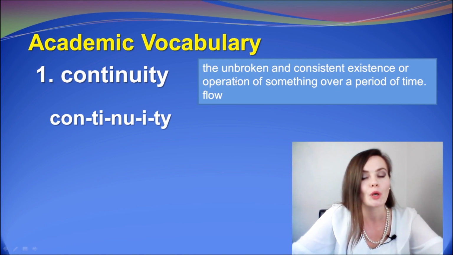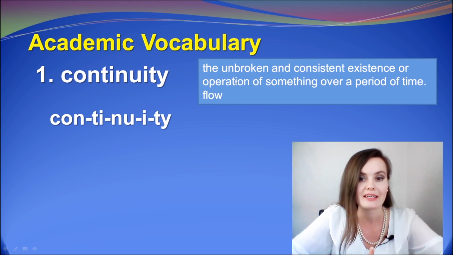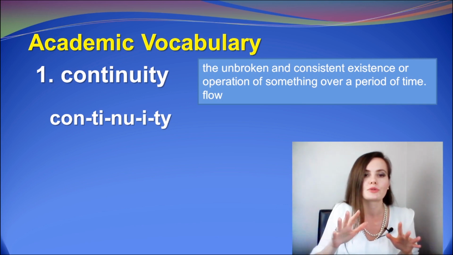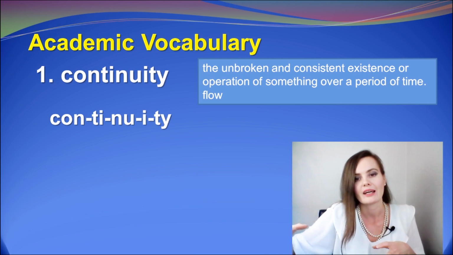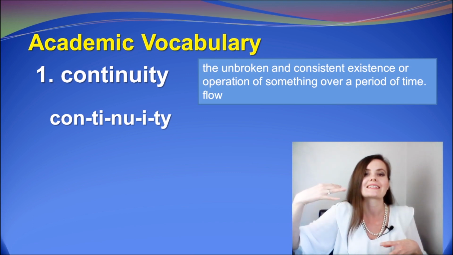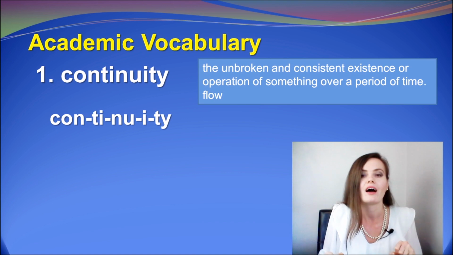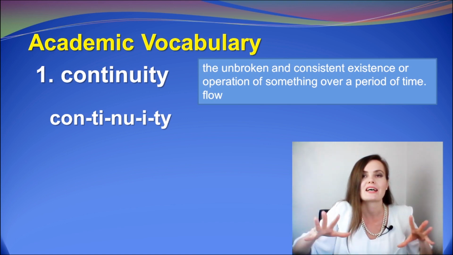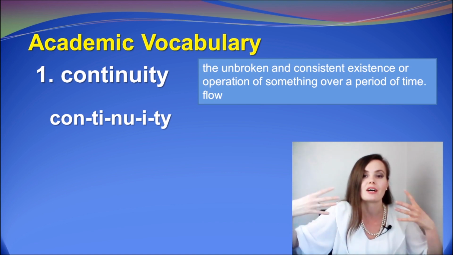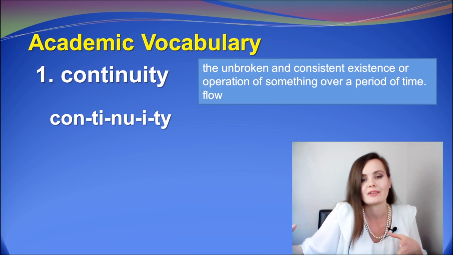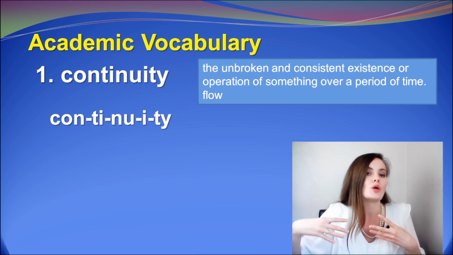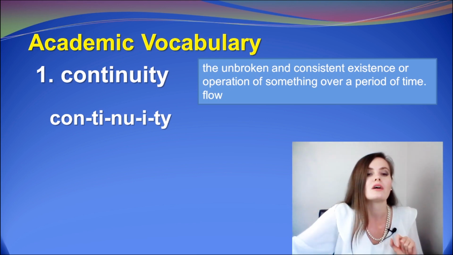So it's the unbroken and consistent experience or operation of something over a period of time. The other simple word that you could use instead of it is a flow of something. This is the unbroken and consistent experience, right? And something is happening over a period of time. And our experience is unbroken. So we can say it's a flow of events. So continuity.